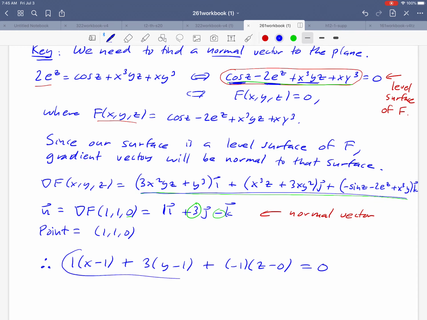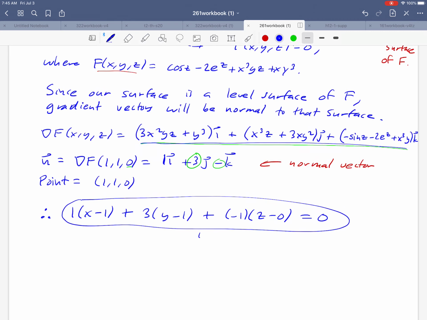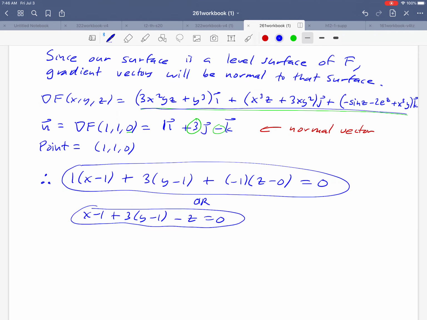Okay, and that would be an okay final answer. We could maybe simplify it a little bit. So (x minus 1) plus 3(y minus 1) minus z equals 0. Okay, and so that's the answer to our problem.